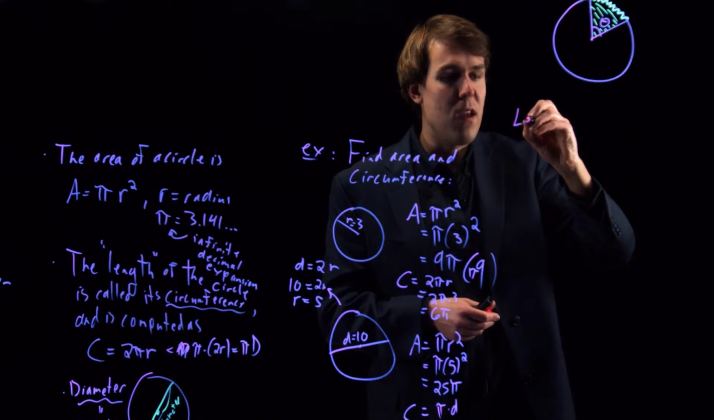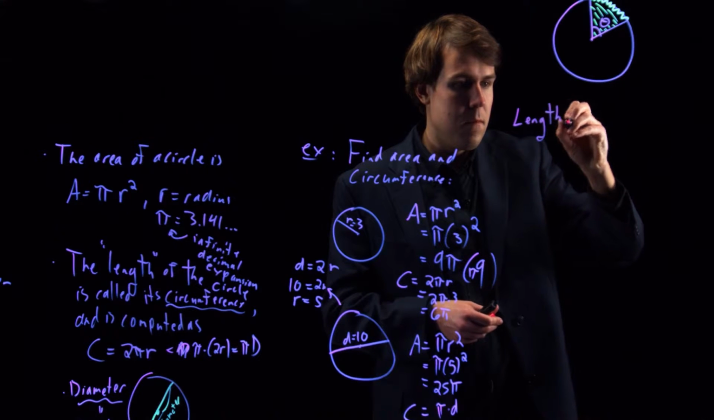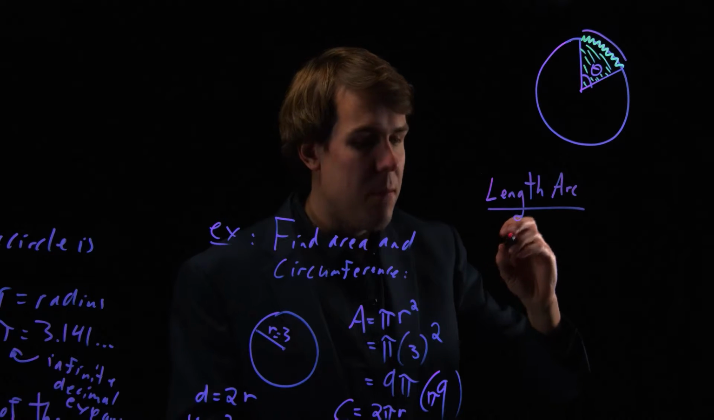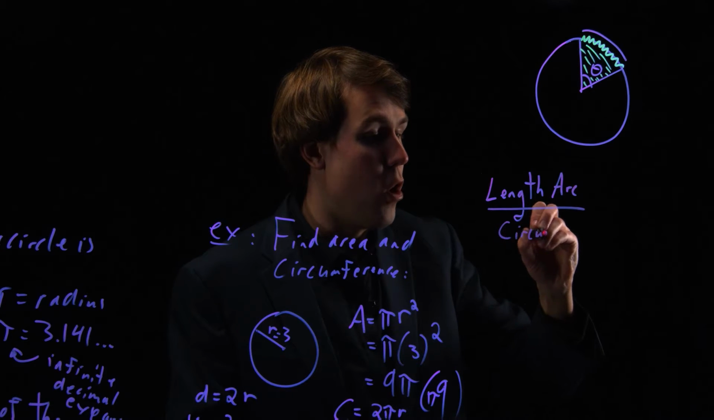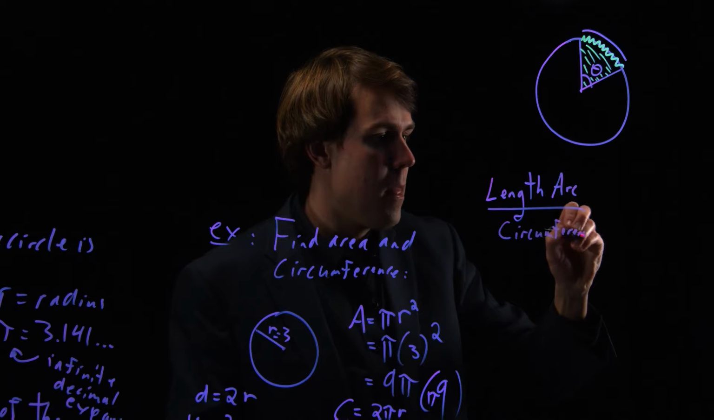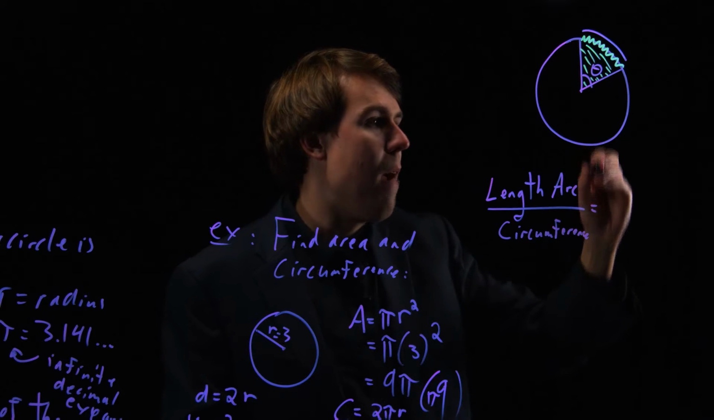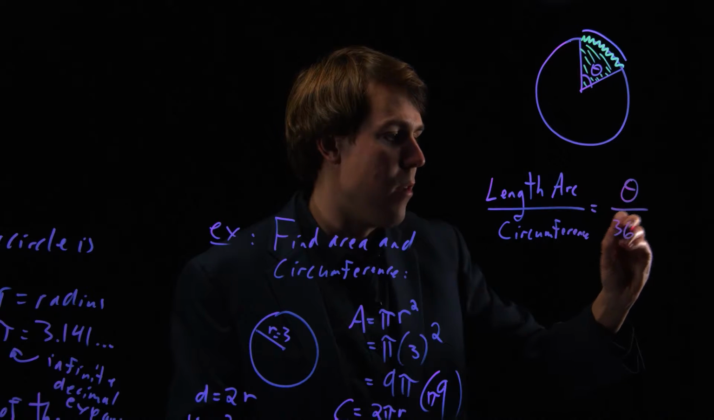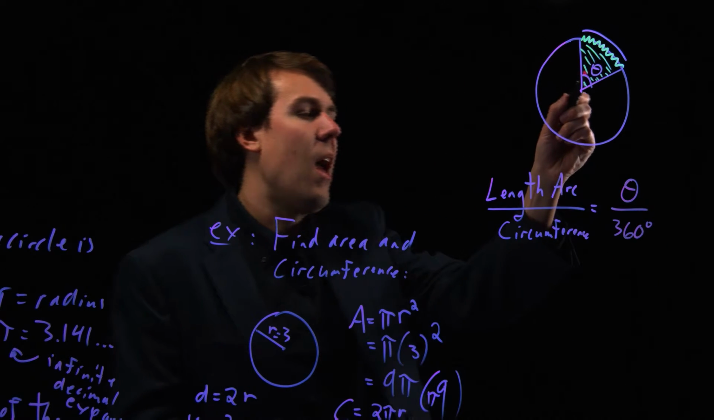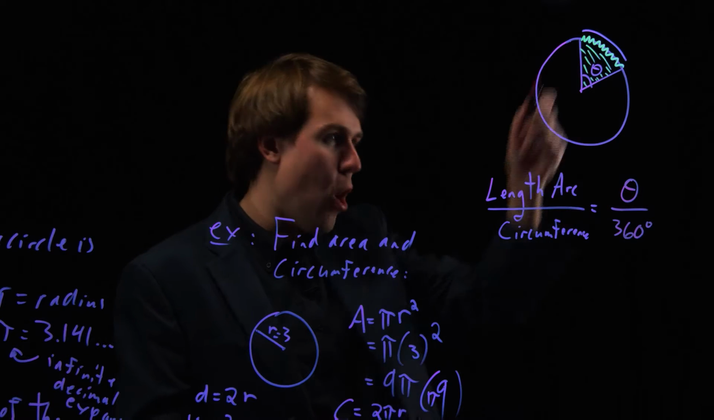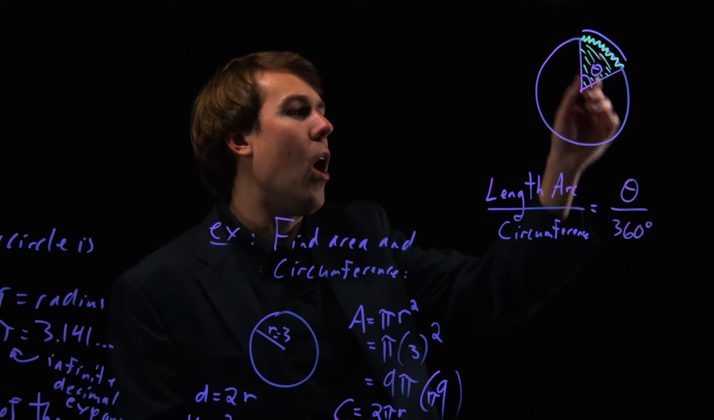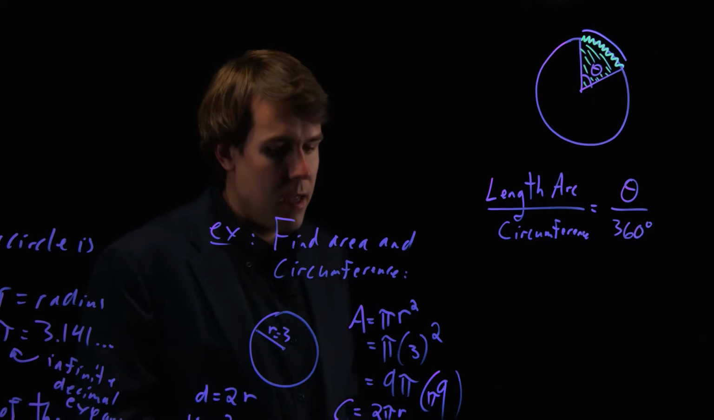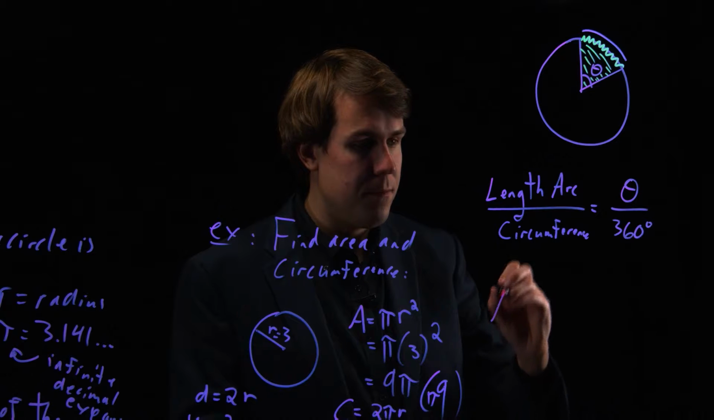We say that the length of the arc, which is this distance here, divided by the circumference, the total distance, is equal to whatever the angle theta is divided by the total number of angles, 360 degrees. So this angle divided by the total, 360, is the same as the arc length divided by the total. So basically, they're proportional. Same rule for the area of the wedge.